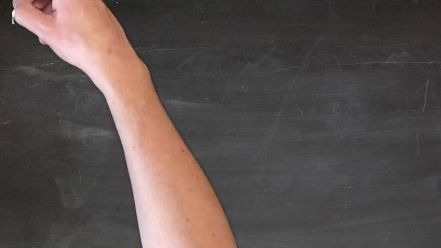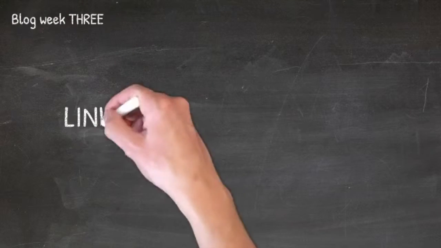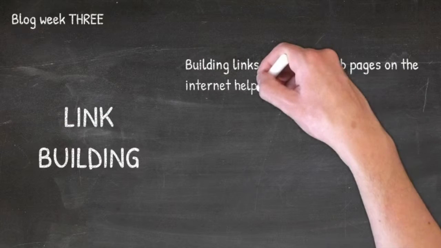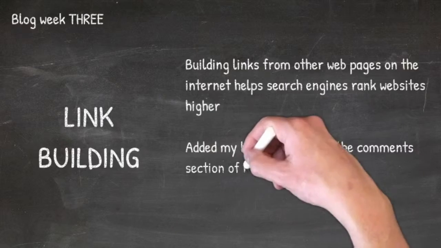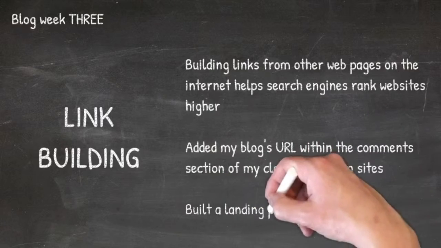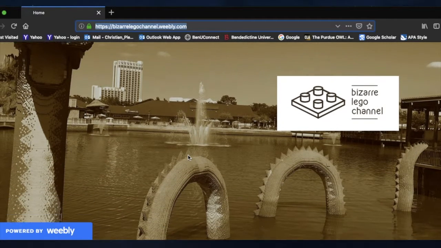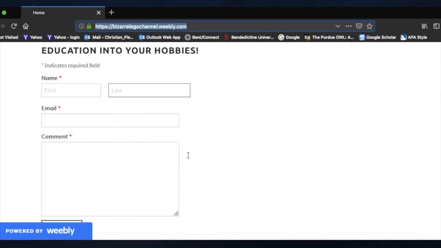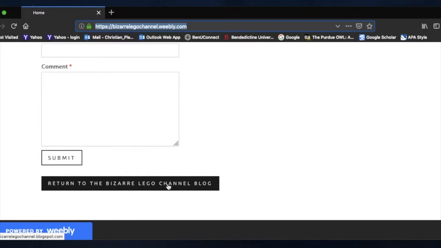Week 3 was dedicated to learning about link building. The more places the URL of a website exists across the internet, the higher the search engines will rank it. I added my link on all of my classmates' blog sites in the comments area and also built a landing page. The landing page was built on Weebly.com and is used as a location for information collecting for creating leads. I also added a link back to the blog page for additional link building.